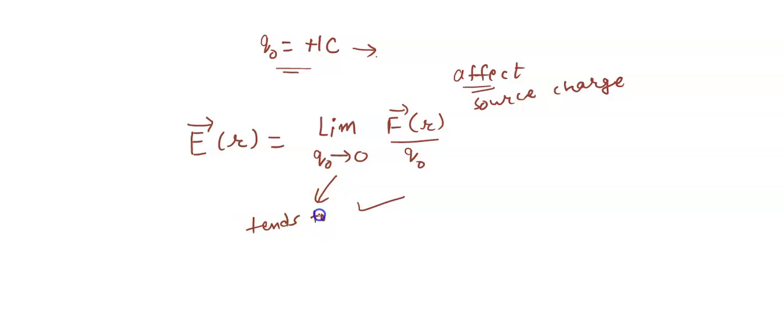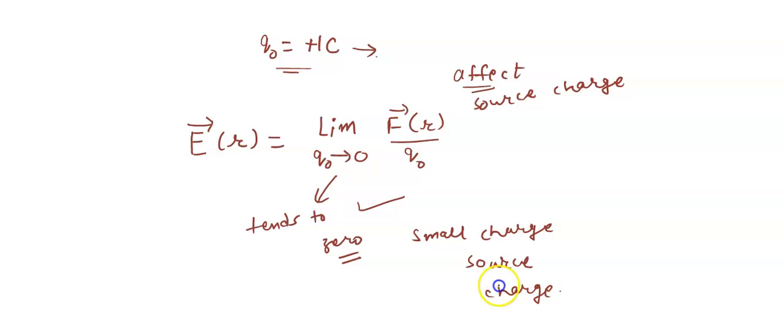Tends to zero means almost zero, so this is a very small charge which is not going to affect the source charge. In fact, it will be affected by the source charge, but it is not going to affect the source charge. Am I clear?